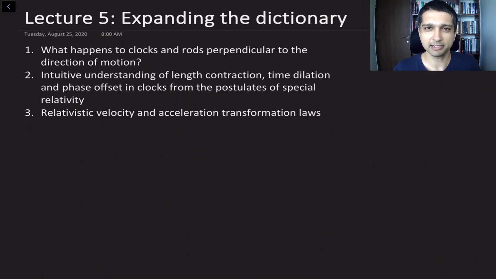Now, in the last class, I only talked about what happens to clocks which are arranged in the direction of motion and what happens to rods which are placed along the direction of motion. We will talk first about what happens to clocks which are arranged perpendicular to the direction of relative motion and rods which are perpendicular to the direction of relative motion.